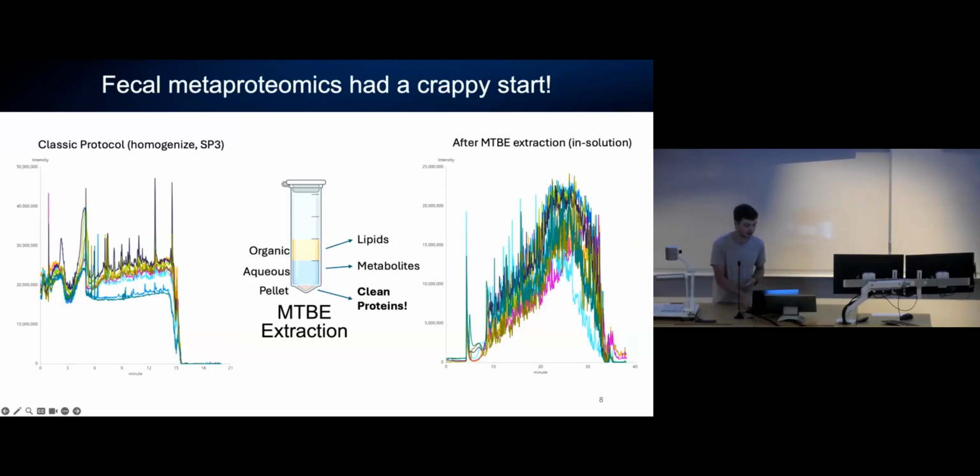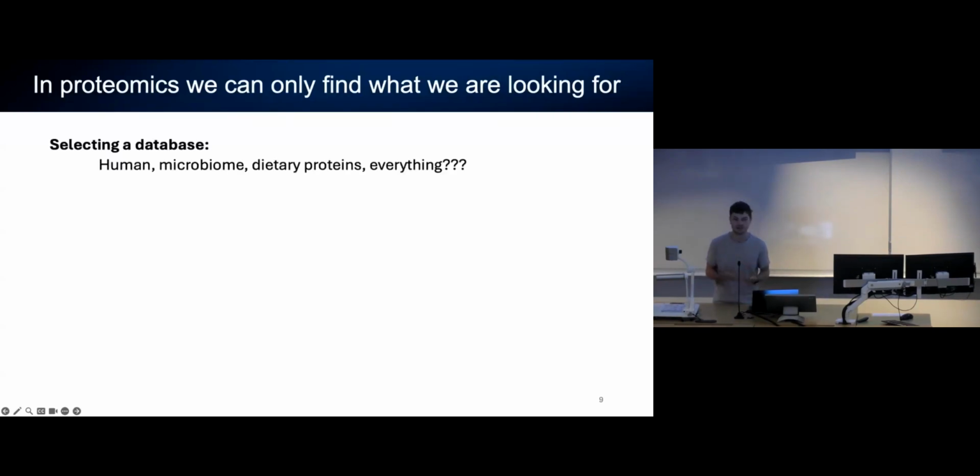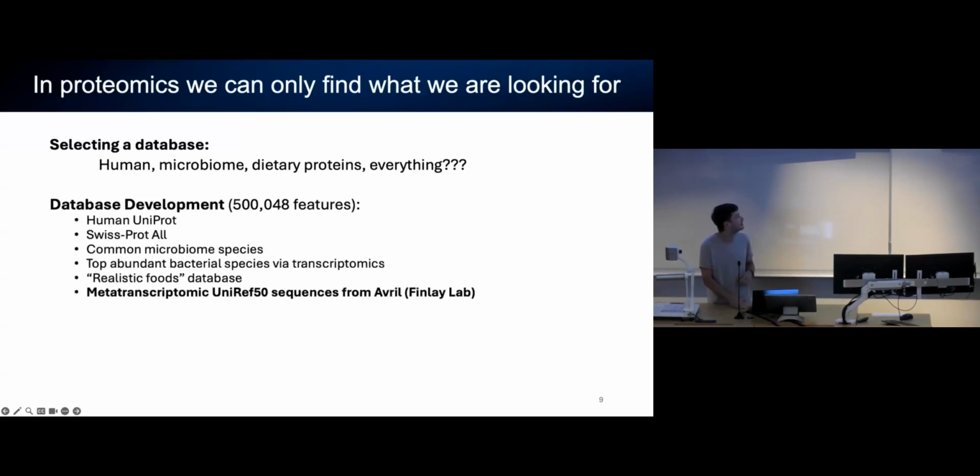And when we're talking about proteomics, we really can only find stuff that we're looking for. Even if it's there, if we didn't look for it in our database search, we're never going to find it. And if you think about a metaproteomics experiment, what can be in these fecal samples? Do we only include human proteins, the microbiome, dietary proteins, or do we include everything? Well, computational limits really restrict it being everything, so we need to be a little selective here.